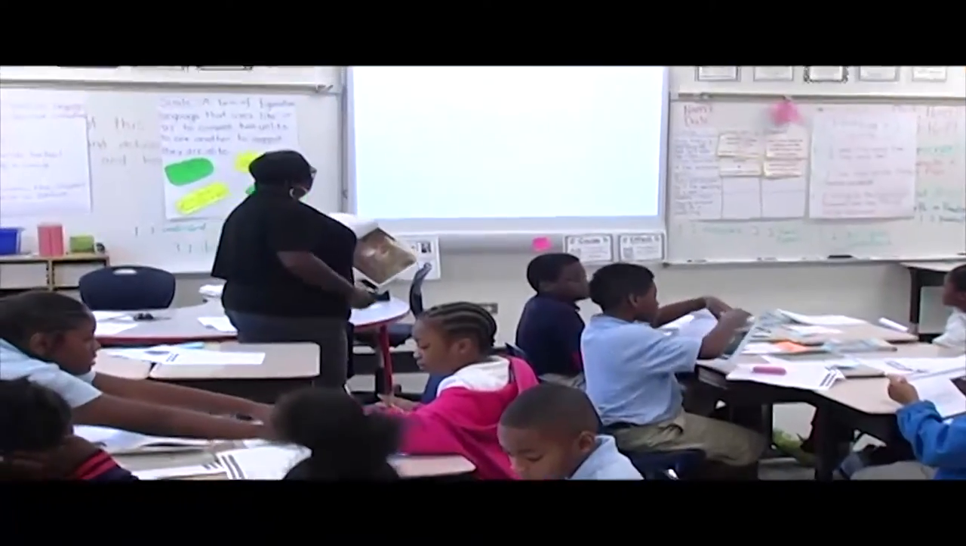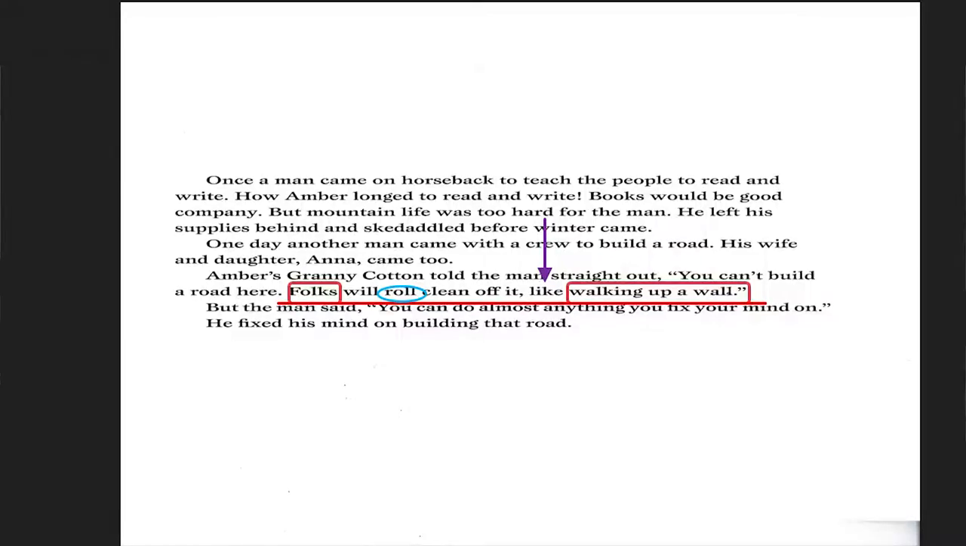All right, so once a man came on horseback to teach the people to read and write, how Amber longed to read and write. Books would be good company, but mountain life was too hard for the man. He left his supplies behind and skedaddled before winter came. One day, another man came with a crew to build a road. His wife and daughter, Anna, came too.